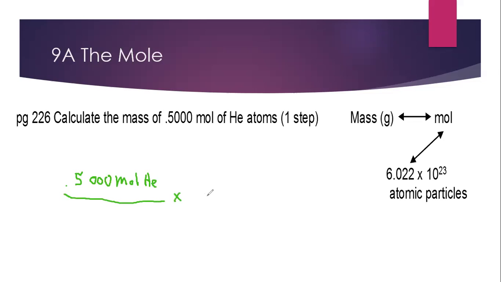Okay, so 0.5000 moles of helium, and we said our to find is mass, so we would have grams of helium. We just looked that up and said that is 4.003 grams of helium. What goes on the bottom? Remember, they have to match units. So our units have to match, so we're going to put moles of helium on the bottom.